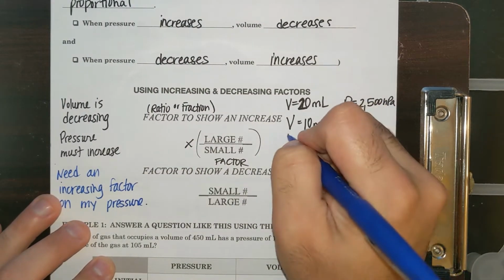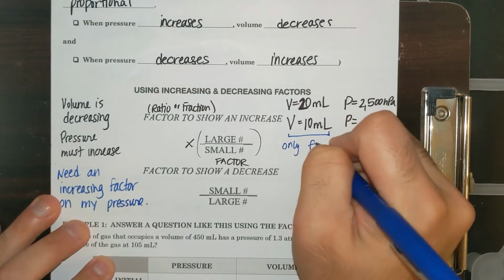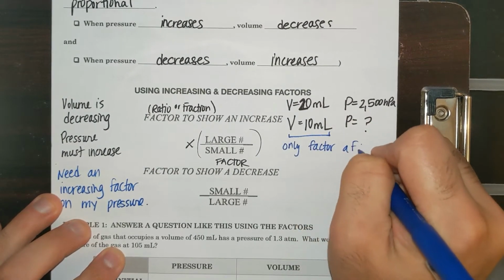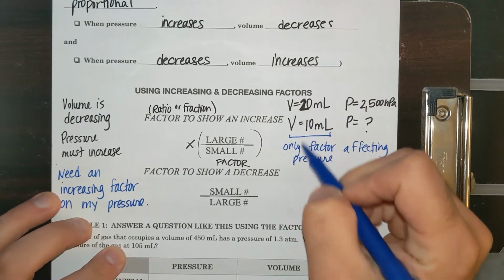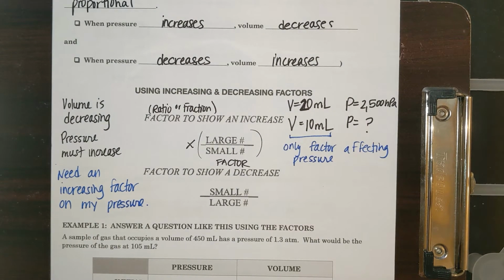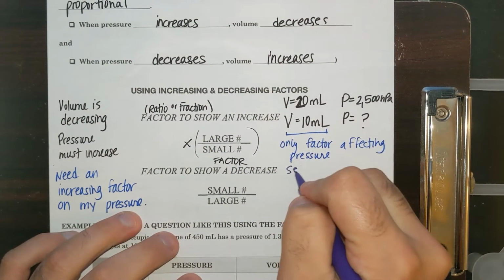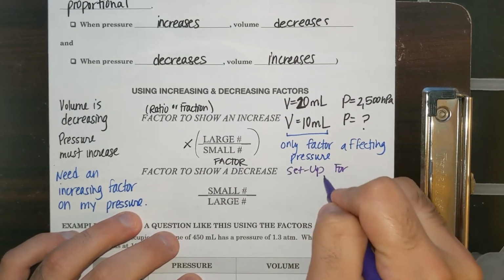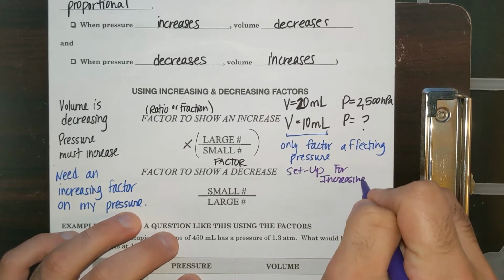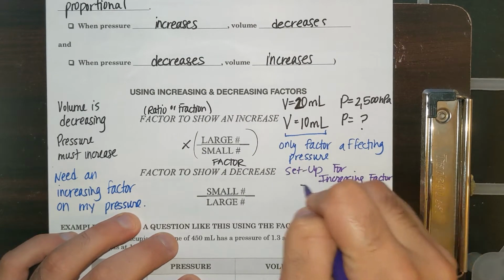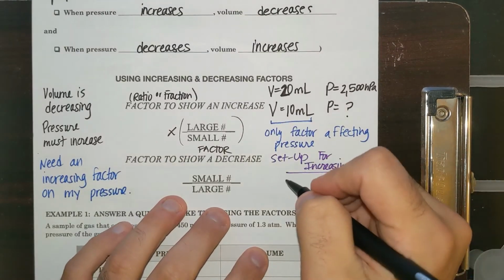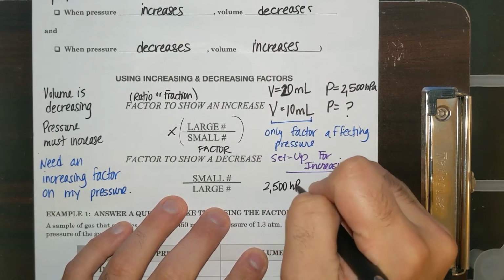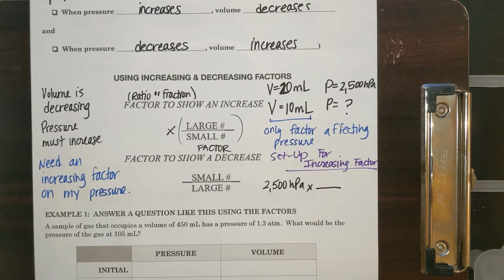Okay? And so the only factor affecting pressure here is my volume. And so if I go and write this, here is my setup for an increasing factor. What I do is, first I write my pressure. I know my pressure needs to increase. So I write my pressure as 2,500 hPa. And I need an increasing factor.